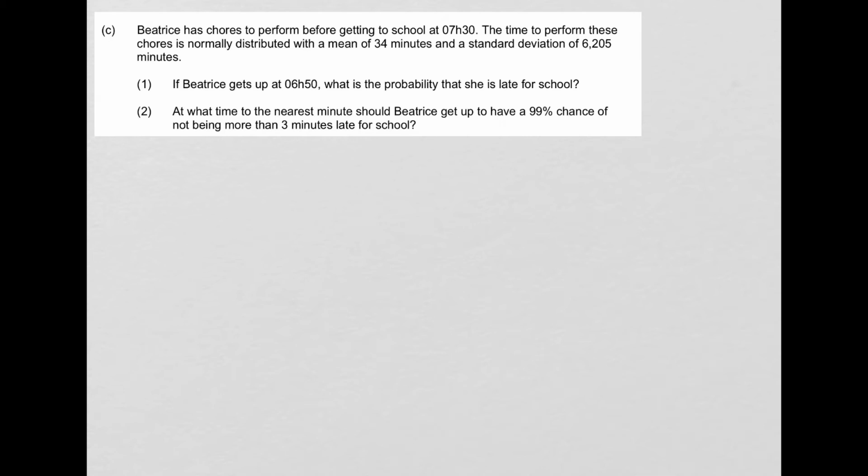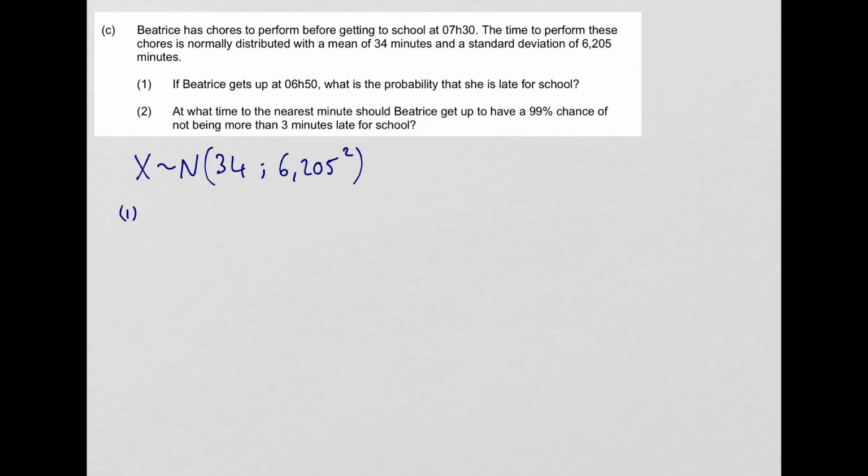Alright, so X is normally distributed, and the mean is given as 34, and the standard deviation is 6,205 squared, which is then the variance. Alright, question 1. If Beatrice gets up at 6:50 a.m., what is the probability that she is late for school?